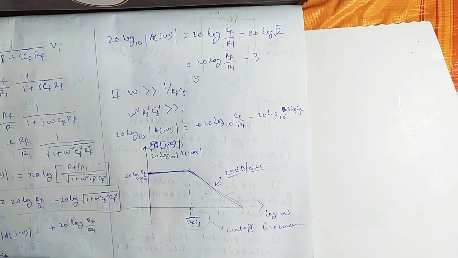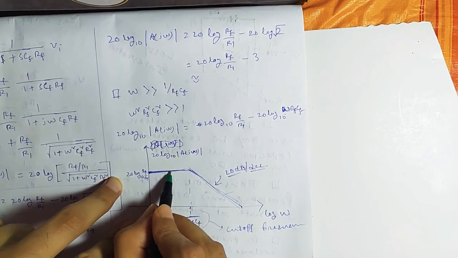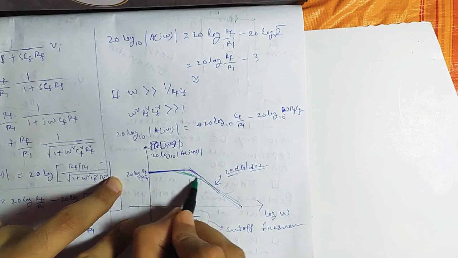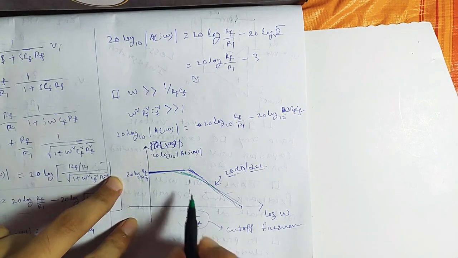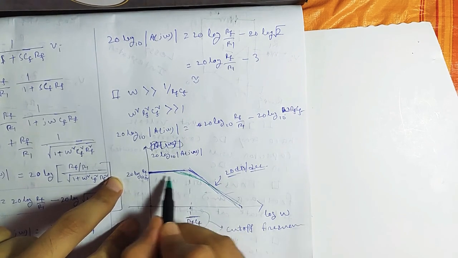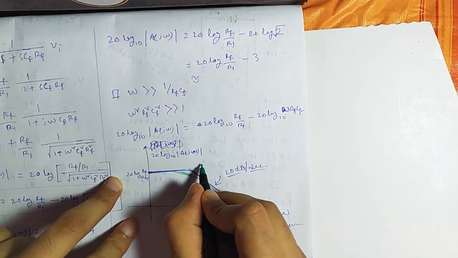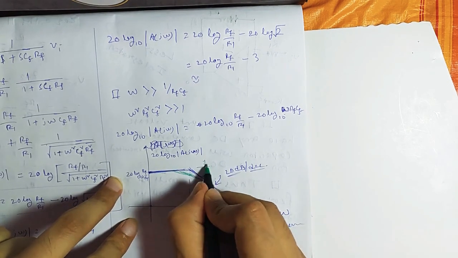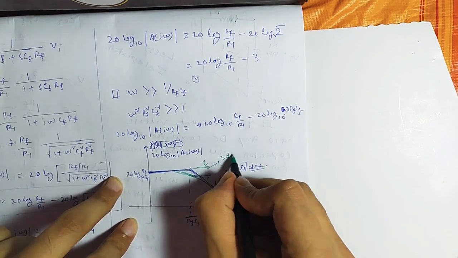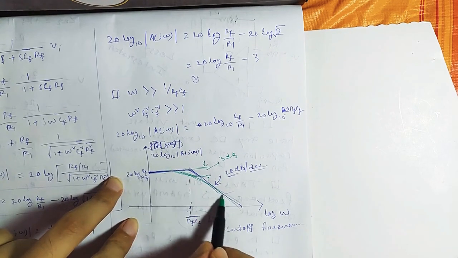If we do the actual plot, it looks like this, and at this point you have the cutoff frequency, which is 3 dB below. That is the actual plot. That line is the actual plot, and the other is known as the asymptotic plot.